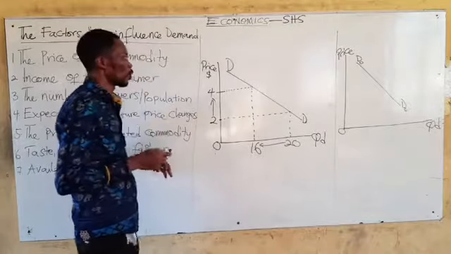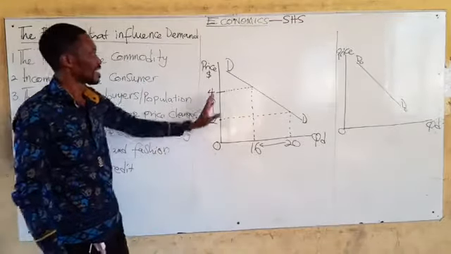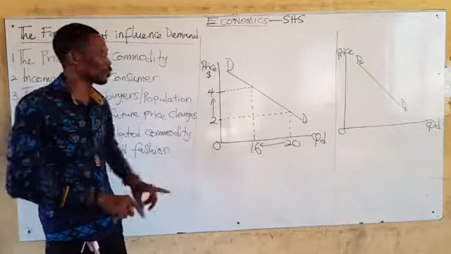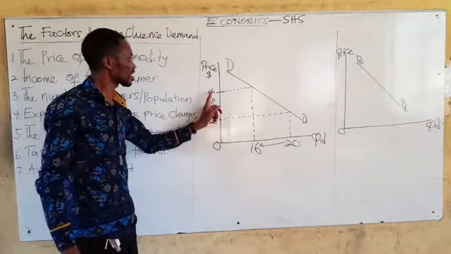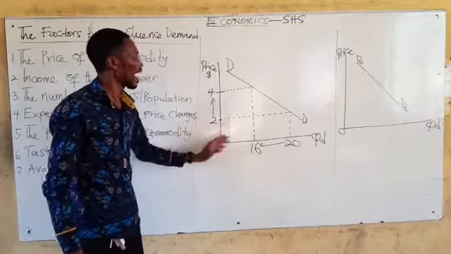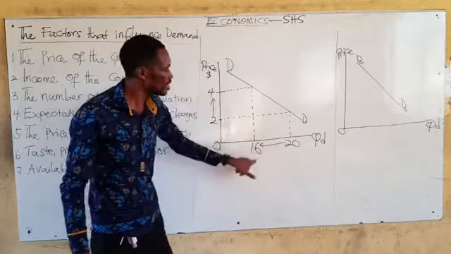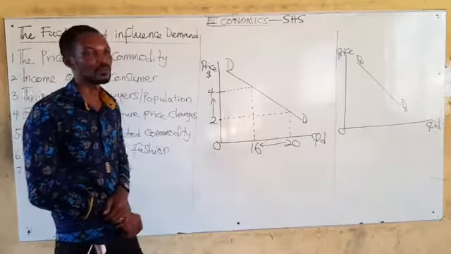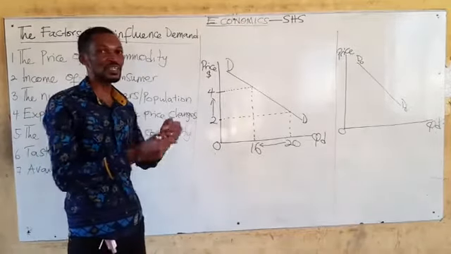So we say that the diagram here is also showing you that when price increases, quantity demanded will fall. That is, price is influencing the quantity demanded as shown on the diagram. It can be the other way around.